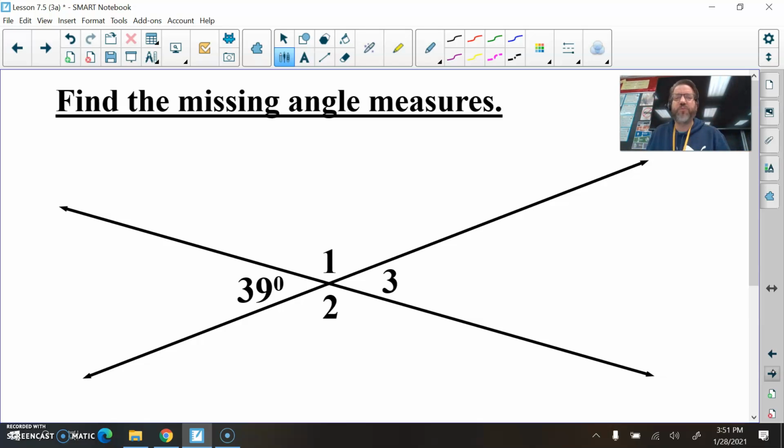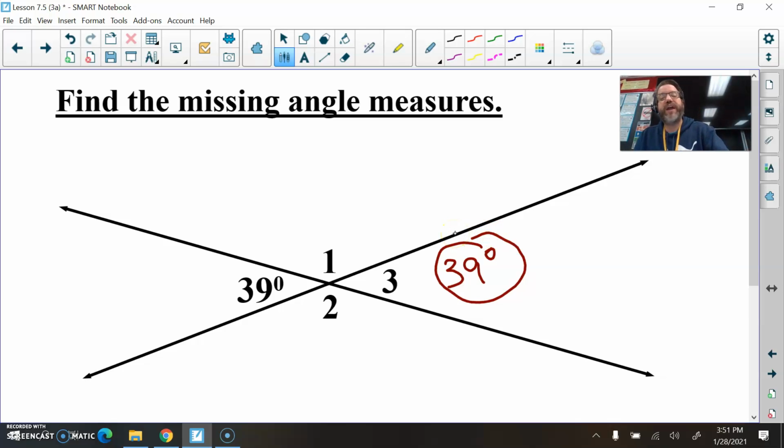All right, so what does this all mean? How is this helpful for us? Well, here I have a pair of intersecting lines. I have angles 1, 2, 3, and over here is angle 4, but I've labeled angle 4 as being 39 degrees. Can you find the measurements of any of the other angles? Well, I'm looking at this, and actually right away I can tell what angle 3 will have for a measurement. Angle 3 has to be 39 degrees. And how do I know it has to be 39 degrees?